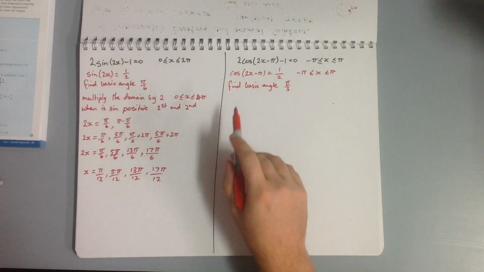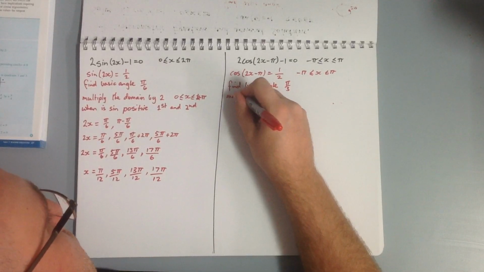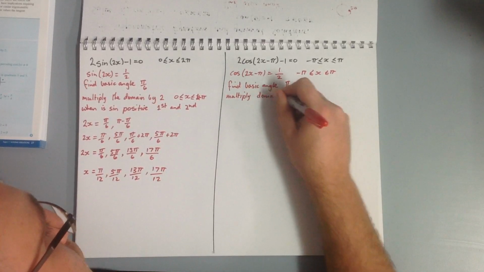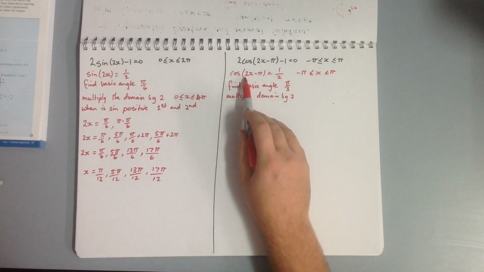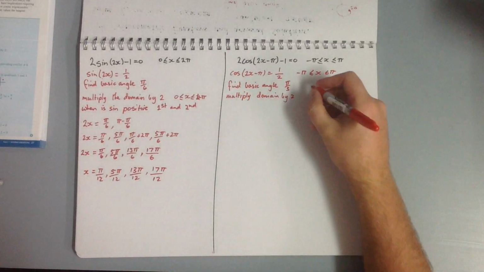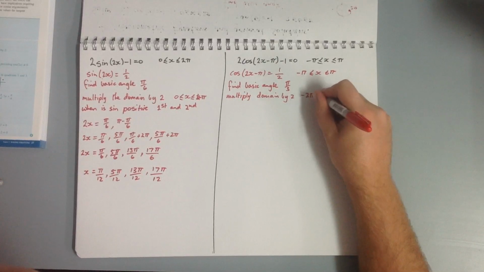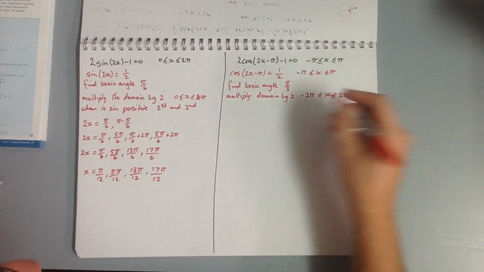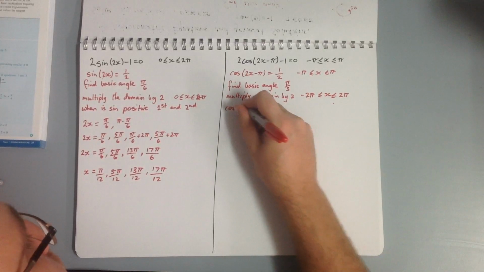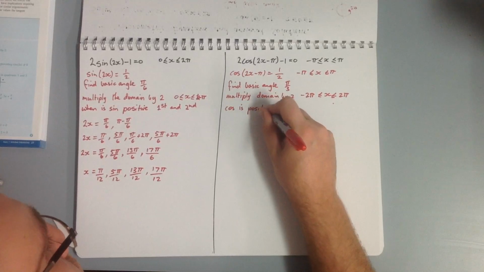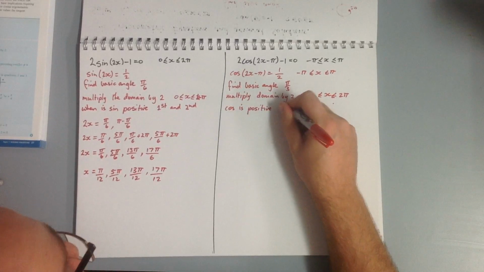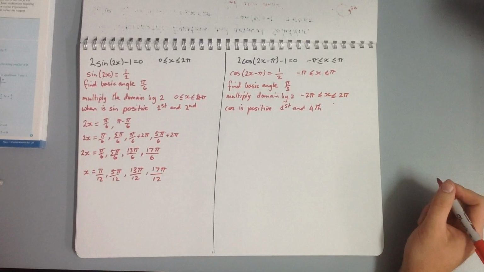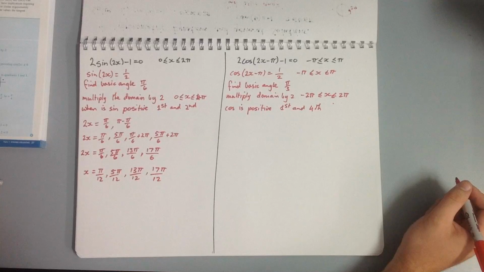We're going to still need to multiply our domain, because we still have this coefficient of 2 there. We'll get to what we do with the pi in a little bit. That makes it negative 2 pi less than or equal to x less than or equal to 2 pi. Cos is positive in the first and fourth quadrants. First and fourth quadrants are where we're talking about.